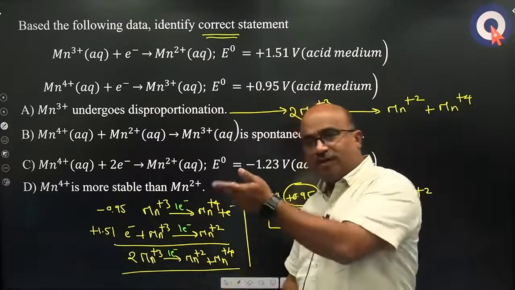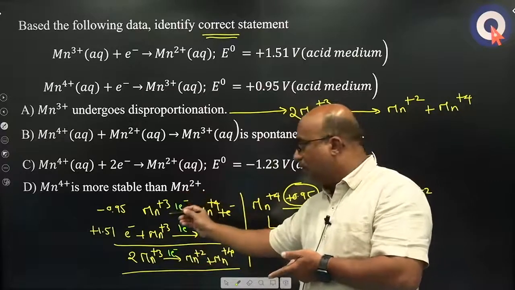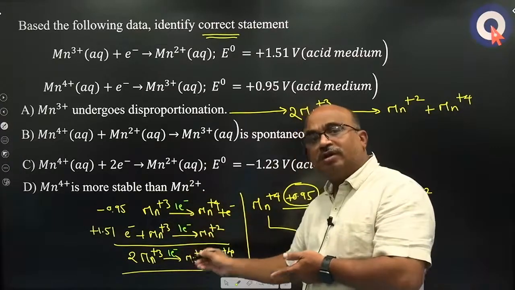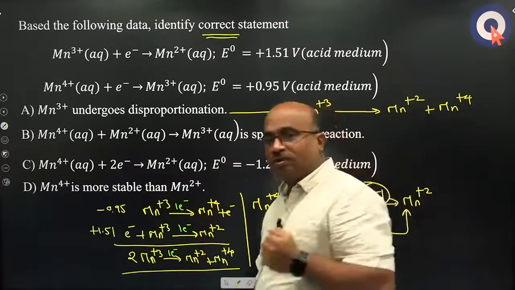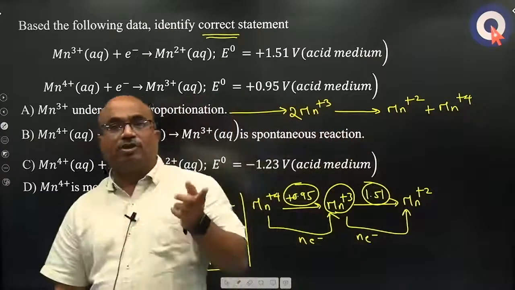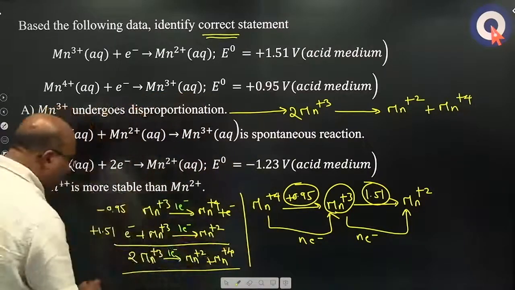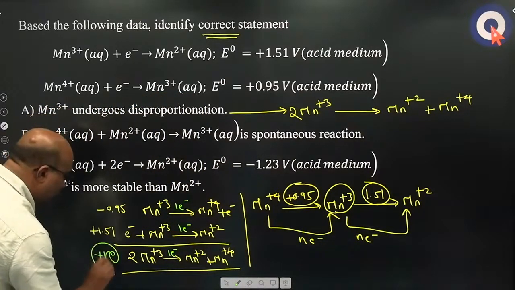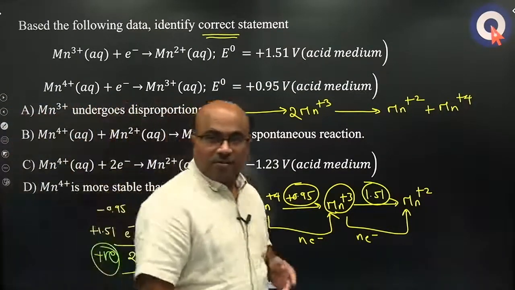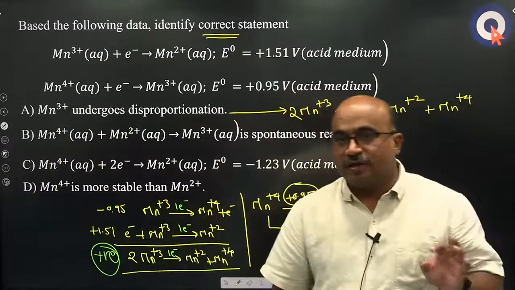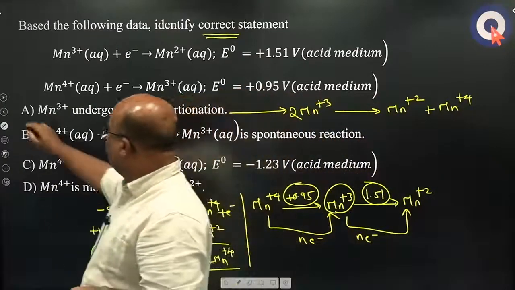Like we already said, we are adding or subtracting, and we are adding now. So 1 into minus 0.95 plus 1 into 1.51, divided by 1. So the total will be positive, because this is 1.51 and this is 0.95. When the cell potential is positive, we say it is spontaneous. So it indicates that the cell is spontaneous, meaning this reaction is possible. So disproportionation is possible.